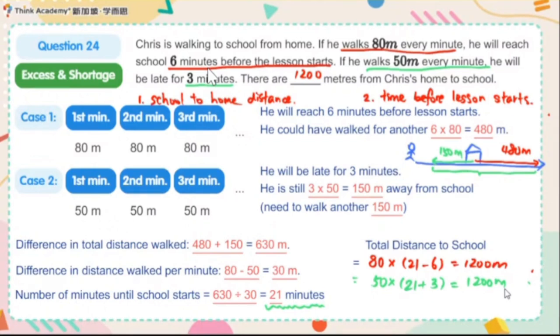Now, this question might be slightly difficult to understand at first. I hope that your key takeaway is how to find the difference in the 2 cases. If you walk too much in one case, and not enough in another case, that's excess and shortage. To find the difference, you add the excess and shortage amount.